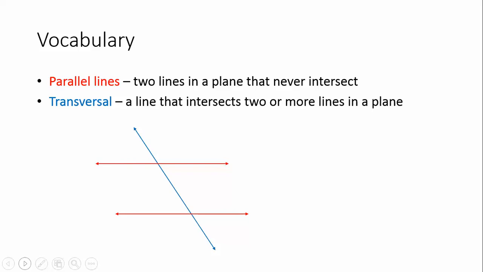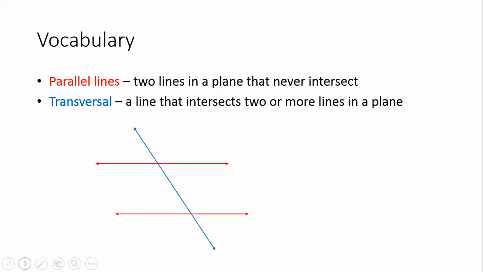The two terms that you might not be as familiar with, and I've done some color coding here, are parallel lines. Parallel lines are two lines in a plane that never intersect. And those are the red lines there in the picture. Transversal is a line that intersects two or more lines in a plane. So the blue line is a transversal because it's intersecting both parallel lines.